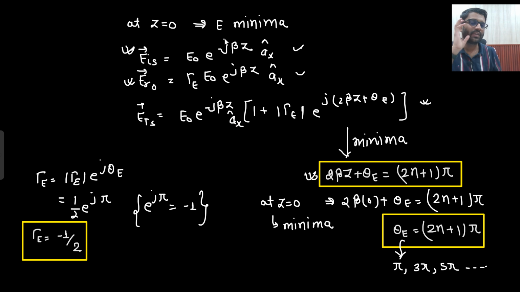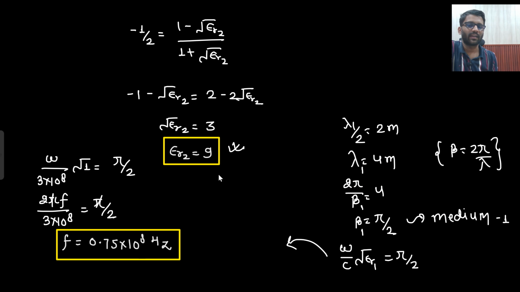What I know is that at z equals 0 I am having minima. If I am having minima of electric field, then what do I need to do? 2 beta z plus theta E is equal to (2n plus 1) pi, and if I put z equals 0 there, I get the value of theta E, which comes out to be pi. So from there gamma is equal to minus 1 by 2. If I have the value of gamma E, then I can calculate epsilon r2.